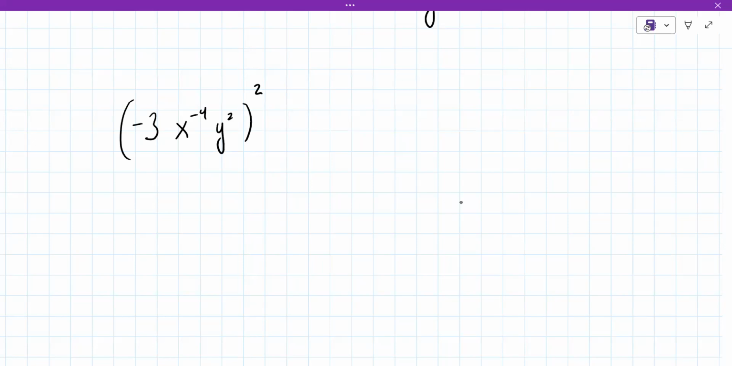Y to the 2nd over 9x to the 8th. Like this? Yeah. Okay, close. Why did you put the 9 on the bottom? What made you say, okay, I got to put the 9 down below? Because it's next to the X.